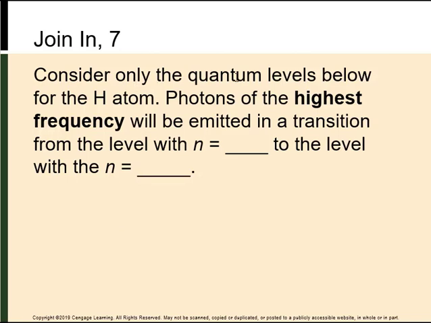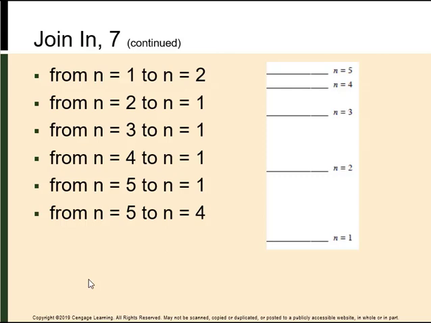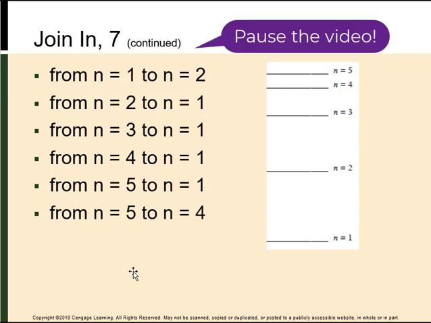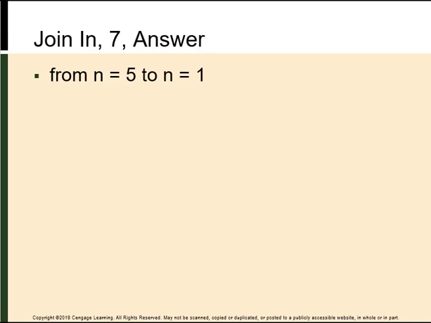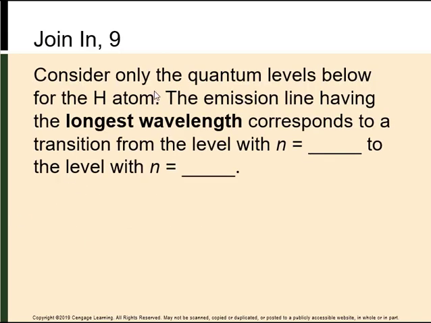How about this one? Consider only the quantum levels below for the hydrogen atom. Photons of the highest frequency will be emitted in a transition from the level of blank to the level blank. What do you think? The highest frequency. Hopefully you said 5 to 1. That's the greatest difference.